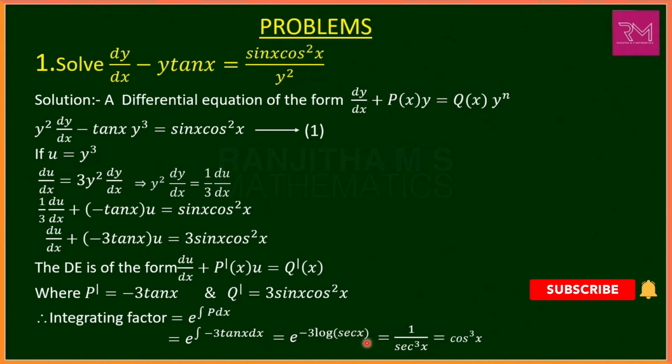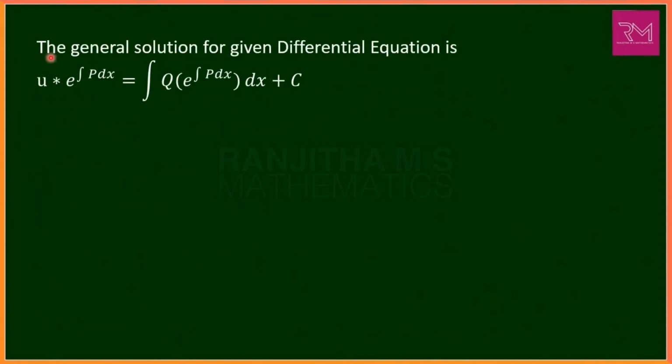If we take this secant power minus 3 x to the denominator, that becomes 1 by secant cube x. We know that reciprocal of cos is secant. Therefore, in the place of 1 by secant cube x, we can substitute cos cube x. This is our integrating factor value. Once we obtain the integrating factor, we know that the solution for a given differential equation is of the form u into exponential power of integral of p dx, which is equal to integral of q into exponential power of integral of p dx into dx plus c. Next step, substitute q value and integrating factor value.